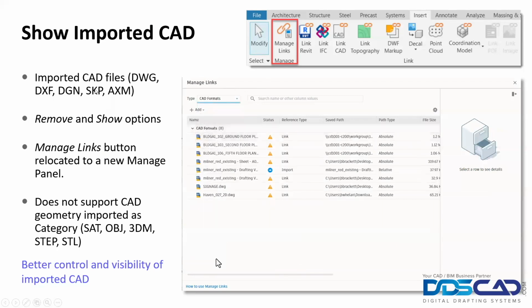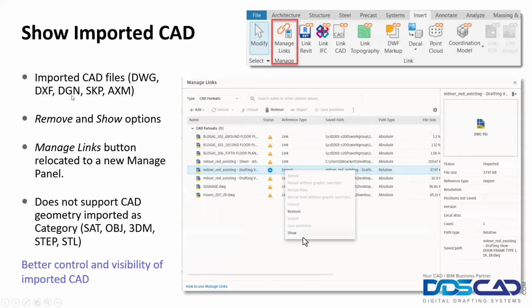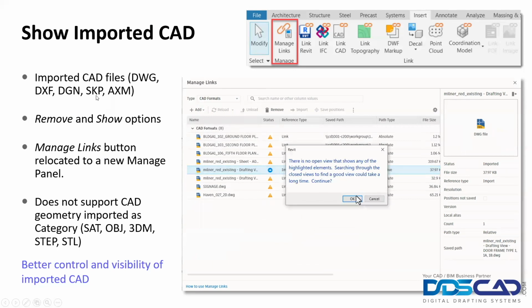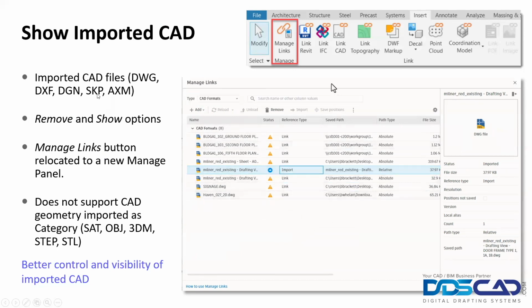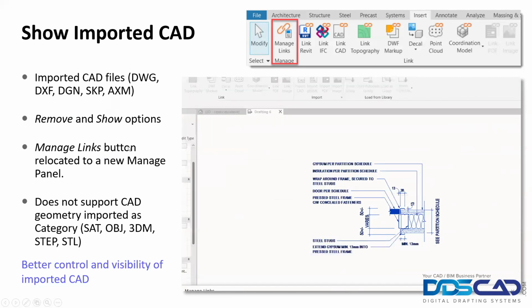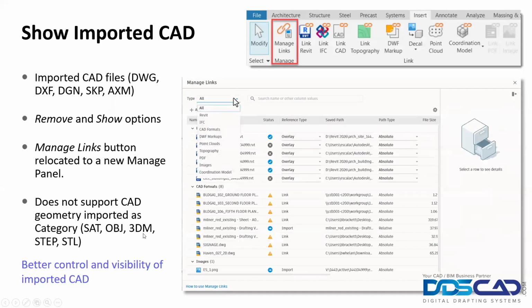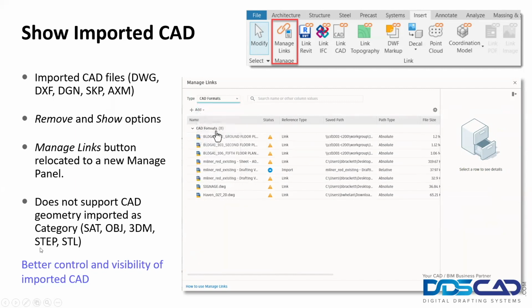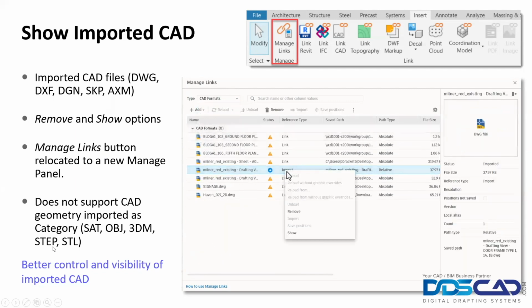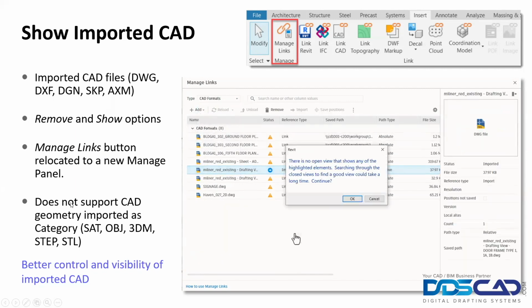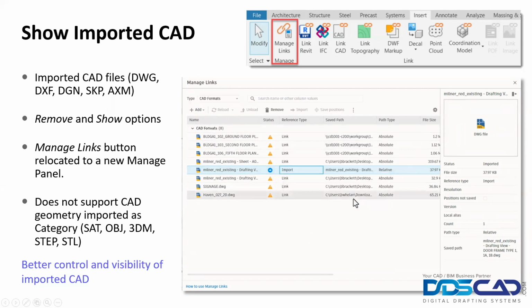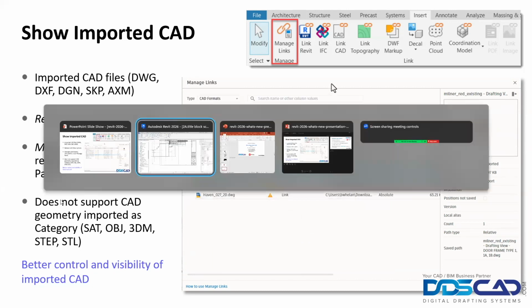And it actually supports DWGs, DXFs, and DGNs. This is a SketchUp file and XAMs. It does not, however, support SATs, OBJ, 3DM, STE, step files, and STL files. So without any further ado, let's take a look and see how that looks in our Revit.